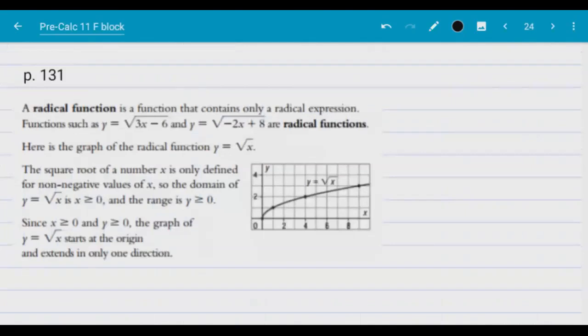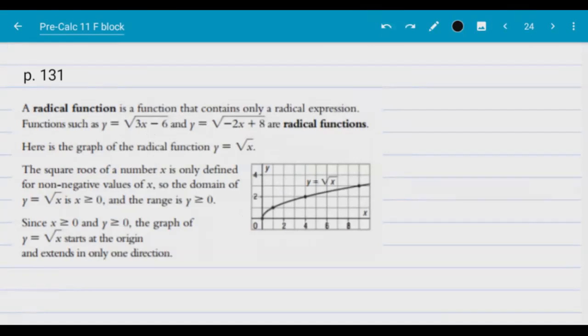Page 131. A radical function is a function that contains only a radical expression. These two are radical functions because they have radical expressions. There's the radical and there's a radicand inside. Okay, there's a math expression inside. This is the typical root or radical function that you would see that is called the parent function. Okay, the parent function is where all of the other functions started. This is the basic one. All the other ones that you will do is just a transformation of that.